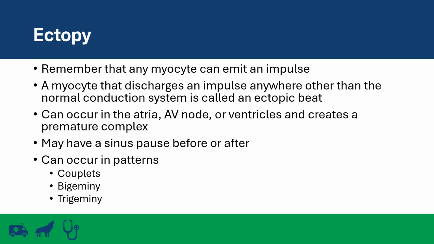Next, we're going to talk about ectopy. Remember from earlier that any myocyte in the heart can emit an impulse. A myocyte that discharges an impulse anywhere other than the normal conduction system is called an ectopic beat. This can occur in the atria, the AV node, or the ventricles, and it'll create a premature complex.